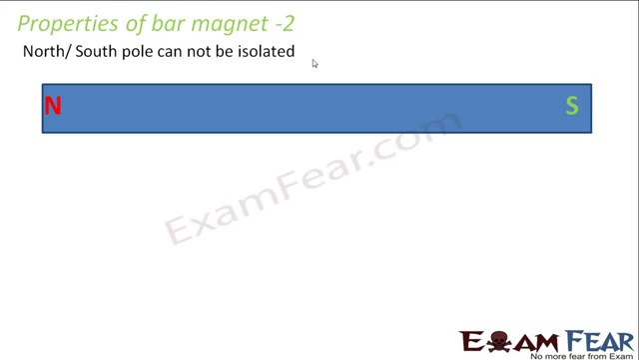Similarly, the other end which aligns itself towards the geographic south, that is known as the south pole. Right? So that is how we define the north pole and south pole of a magnet.